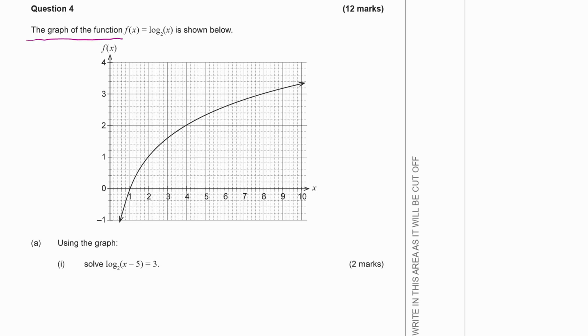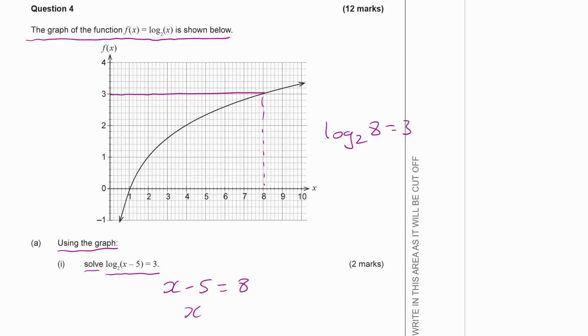The graph of the function f of x is log to the base 2 of x is shown below. Using the graph, solve log to the base 2 of x minus 5 is equal to 3. Well, let's go to 3 here and downwards here. That tells us that log to the base 2 of 8 is equal to 3. So we would need x minus 5 to be equal to 8, giving us that x is equal to 13.